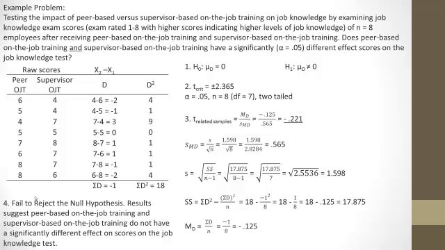So before I go through and show you all the calculations and we come up with our conclusion, think about what could be a possible problem or a flaw with this design. Remember, we're measuring job knowledge after they receive peer-based on-the-job training, and then we're measuring job knowledge again after they receive supervisor-based on-the-job training, or vice versa for half.